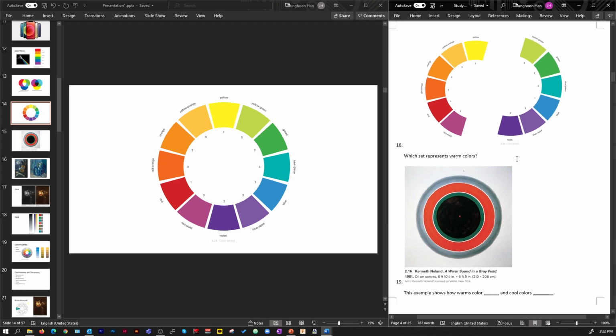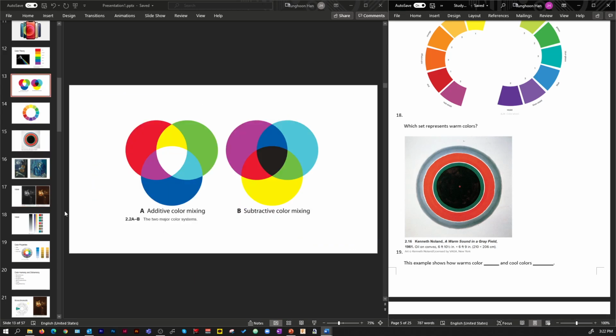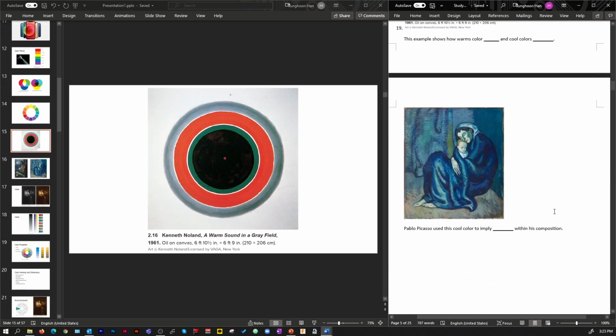We also talked about the visual properties of these two types of color temperature. We talked about how warm colors tend to advance while cool colors recede. So that'll be the answer for this question right here.